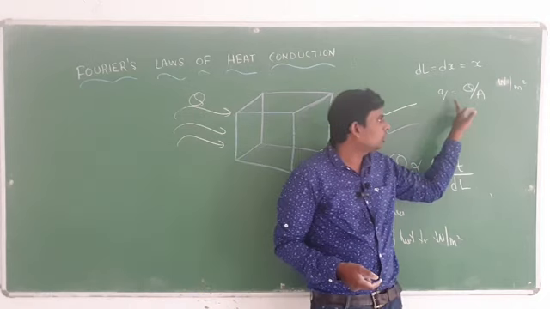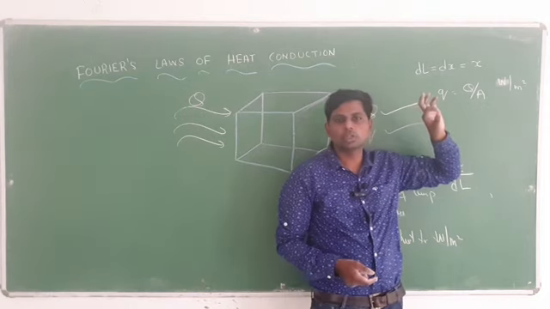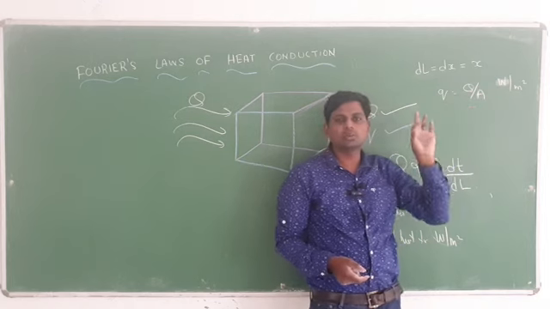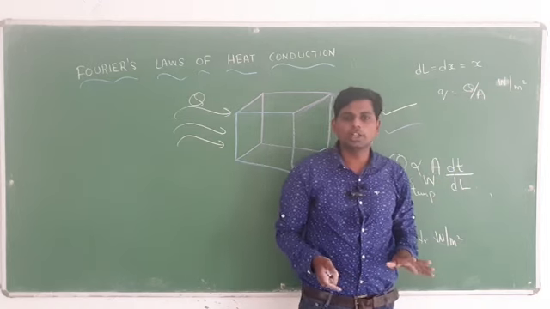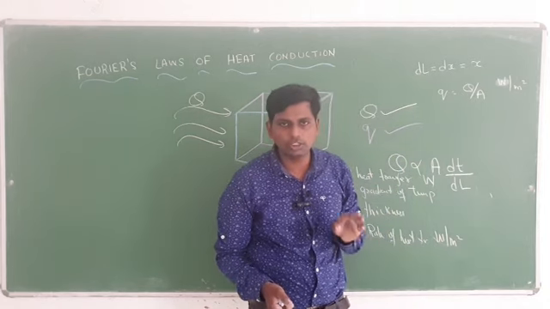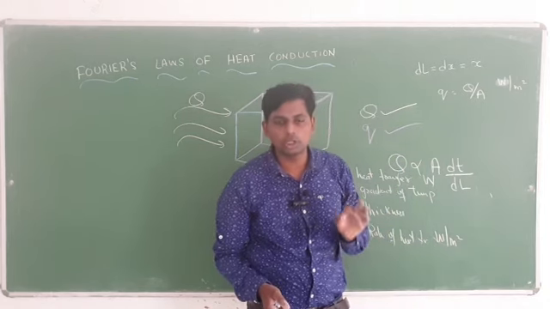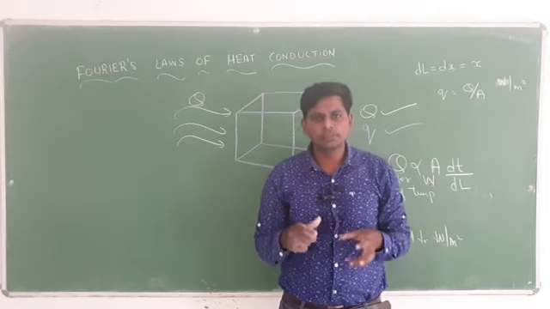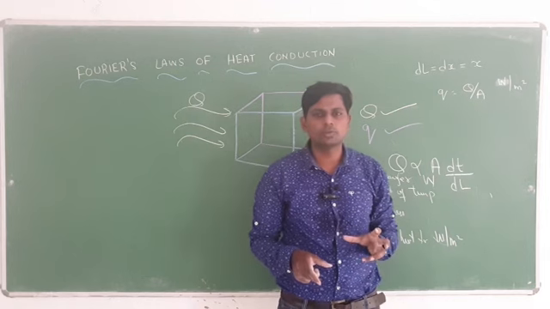So, small q unit is watt per meter square, and capital Q unit is watt. You have to remember that, the unit is important because all similar units will be there.